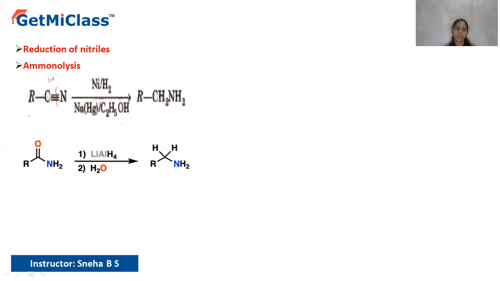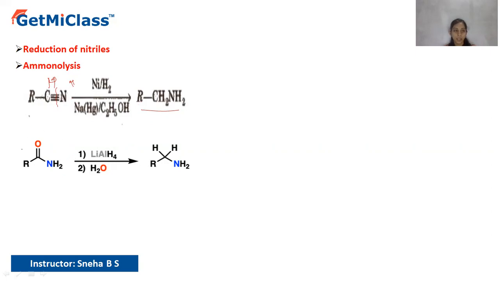Here hydrogen and here hydrogen. At that time, shifting of a bond takes place, so you are going to get RCH2NH2 as a product. Across the multiple bond, cleavage takes place, or addition of hydrogen takes place. So that is reduction of nitriles.